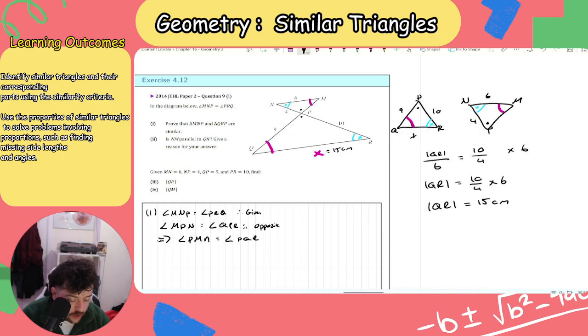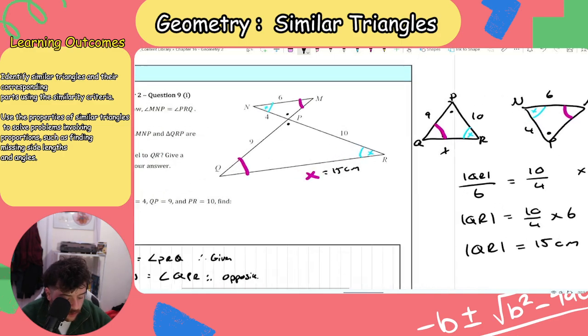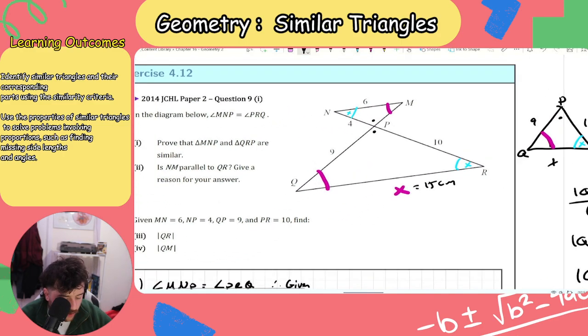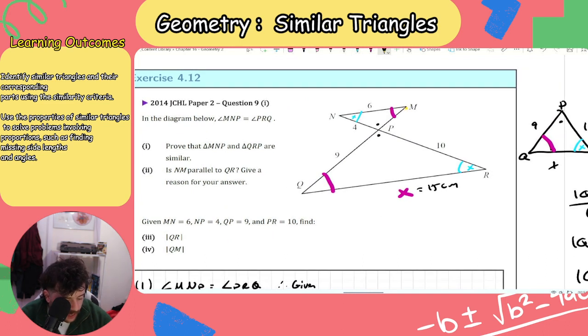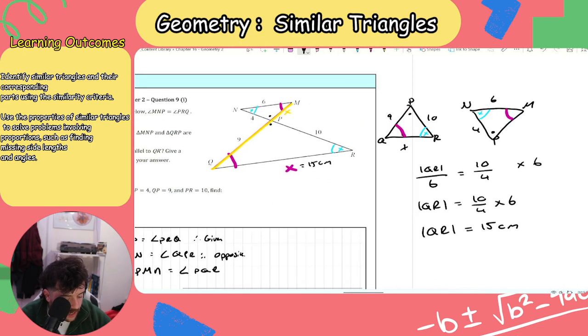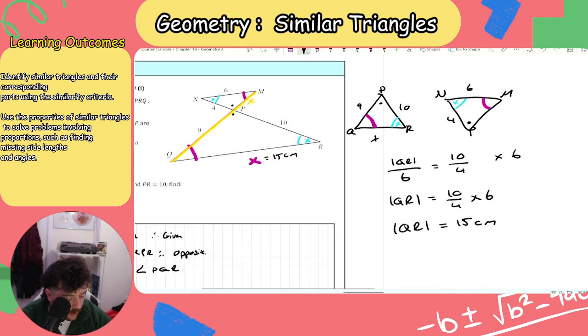Find the length of QM. So QM, now we're looking for that QM. That's going to be this entire side. Well, I know this is 9. So obviously I'm looking for this little bit in the corner here. So let's go back to my little diagram here. So now I'm looking for this side. I'm going to label it Y.